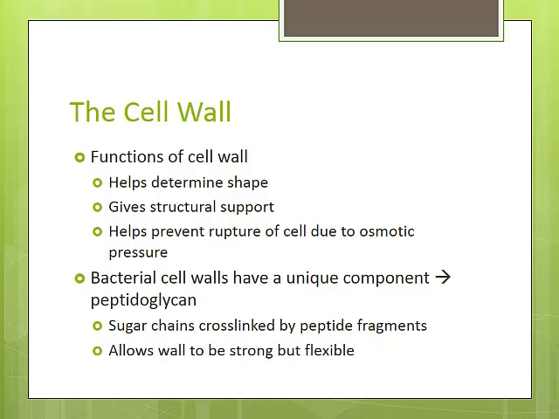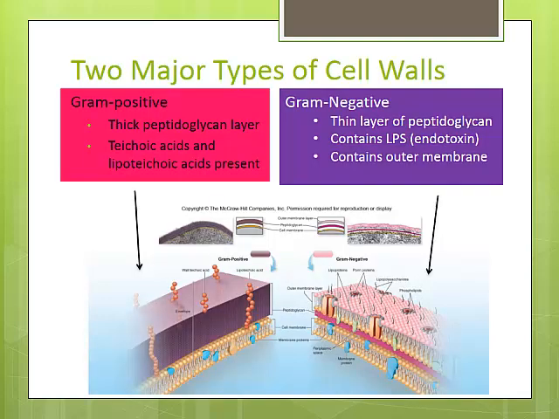Bacterial cell walls have this really unique component that I mentioned earlier in this lecture. It's called peptidoglycan. And this peptidoglycan is basically these long sugar chains that are cross-linked to each other by peptide fragments. And it allows the bacterial cell wall to be very strong, but also flexible. Okay, so we've got these two major types of cell walls that we see in bacteria. We've got gram-positive cell walls and we've got gram-negative cell walls, and they look very different from each other.